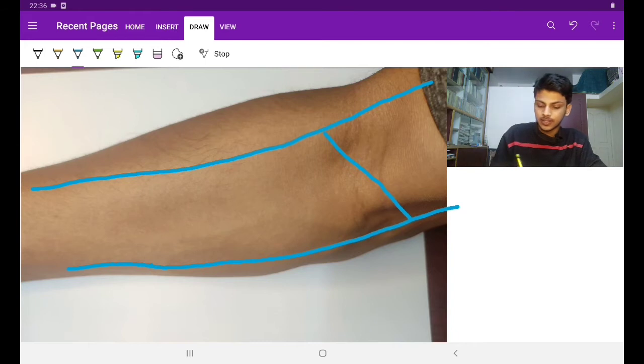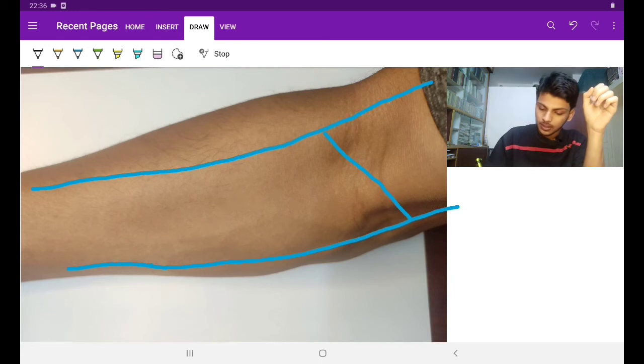Why is it median? Because it's in the midline of the arm. Then why is it cubital? Because it's in the cubital fossa. Why is it a vein? Because it is carrying blood towards the heart. So what is the importance of this? We'll study that soon. Okay, now these were the superficial veins.